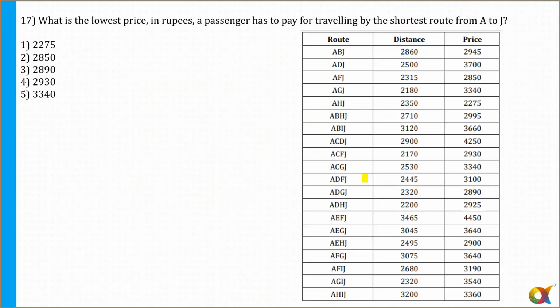Shortest distance here comes out to be this one, ACFJ. No. Shortest distance. The question is for the shortest route. What is the lowest price for the shortest route? The shortest route here is 2170, and there is only one route for which it is 2170. And in that route, the total cost is nothing but 2930. So there is a unique answer, that is 2930, option number 4.